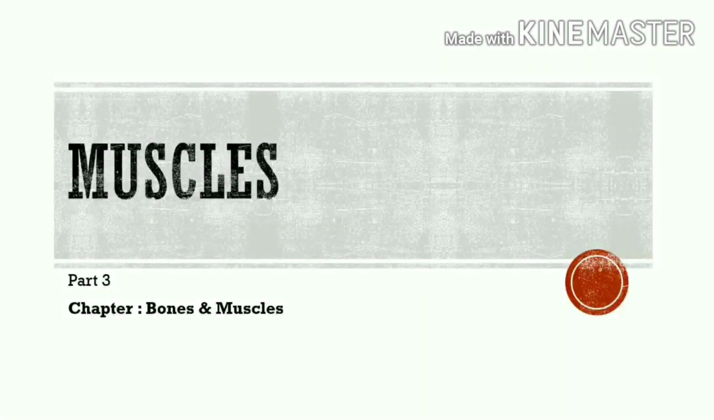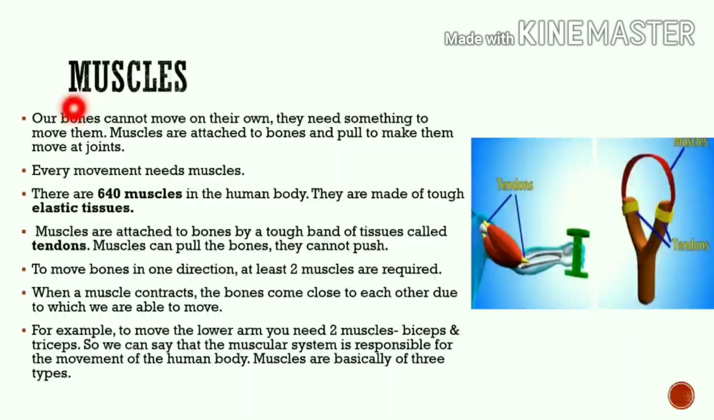Good morning students. Today we will discuss the last topic of our chapter, bones and muscles. The topic is muscles. What are muscles? Our bones cannot move on their own. They need something to move them. Muscles are attached to bones and pull them to make them move at joints.